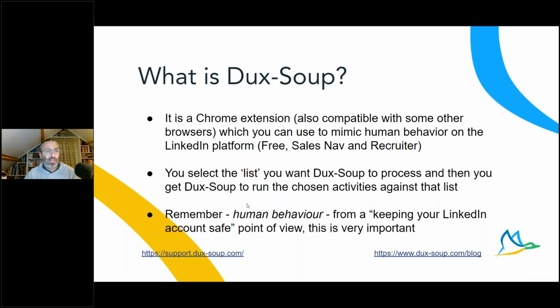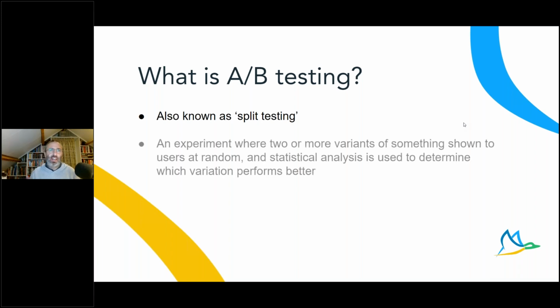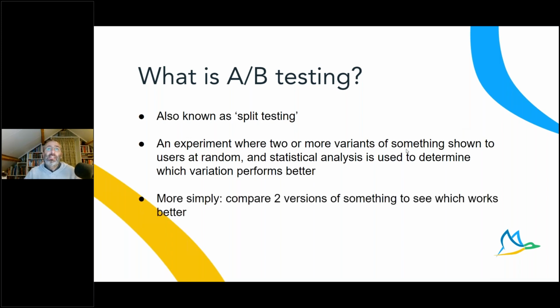So on to today's topic. What do we mean by A/B testing? In case anybody is new to this and thinking, oh, what are they talking about when it comes to A/B testing? Now, it's also known as split testing. As you may see, split testing, A/B testing, it's essentially an interchangeable term. It's an experiment where two or more variants of something are shown to users at random, and a statistical analysis is used to determine which variation performs better, which sounds great. So slightly more simply put, comparing two versions of something to see which works better. I think that's a slightly more simple explanation, to be honest.